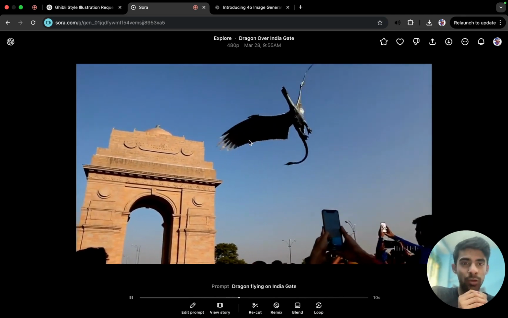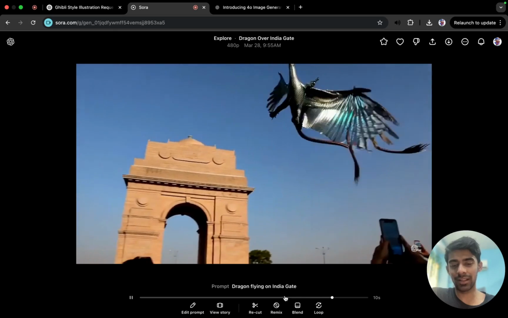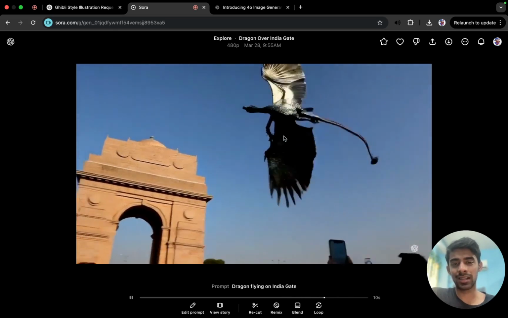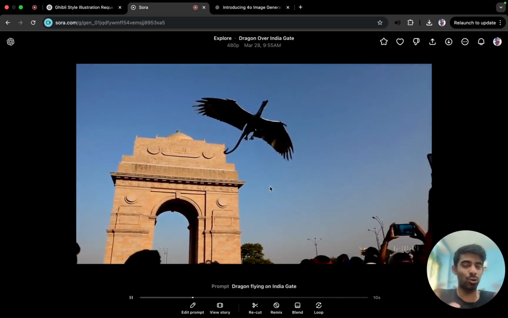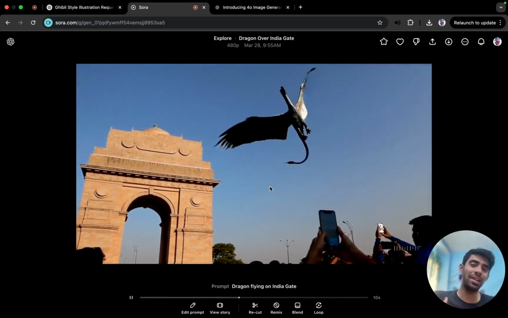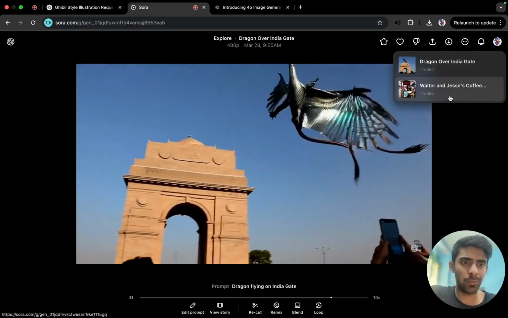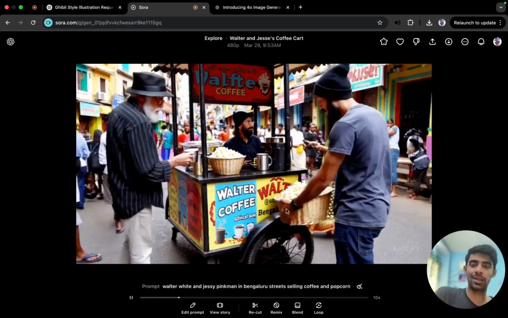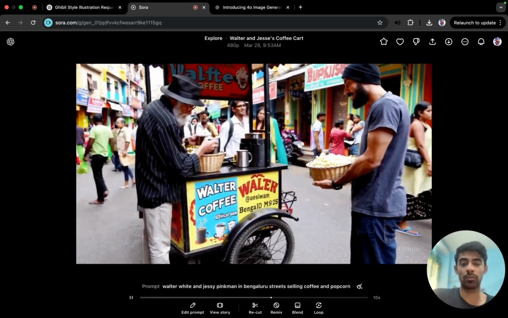Now, if you look at this, I still think this can be improved because the ending part, where the dragon actually turns around, is not very real, right? Although the India Gate and people recording, it's so real. I think if it actually happens, this is exactly what it will look like. Now, one more thing I did was the characters from Breaking Bad. I texted, okay, make Walter White and Jesse Pinkman in Bangalore street selling coffee and popcorn.